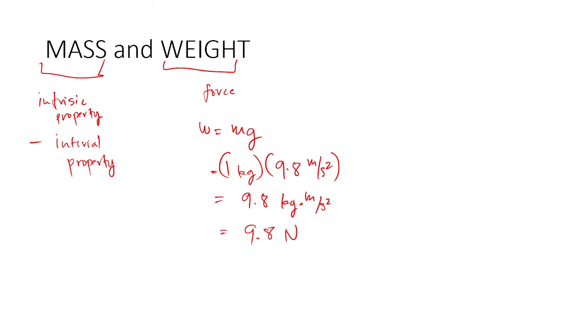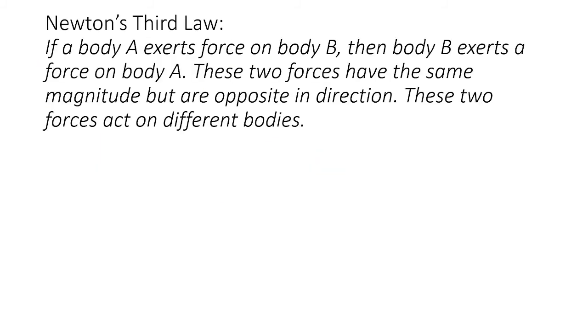Okay? So for the last one, we have here our third law. So for our third law, if a body A exerts force to a body B, then a body B will exert a force on body A. So these two forces have the same magnitude but are opposite in direction. So two forces act on different bodies.